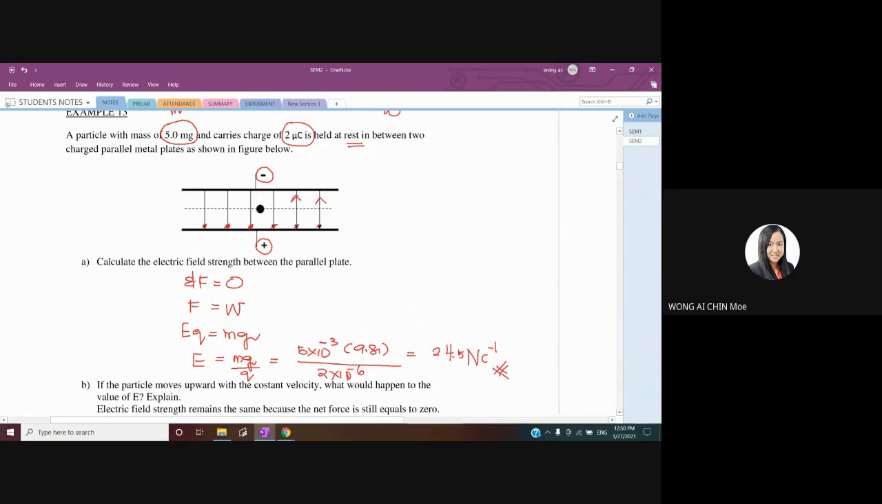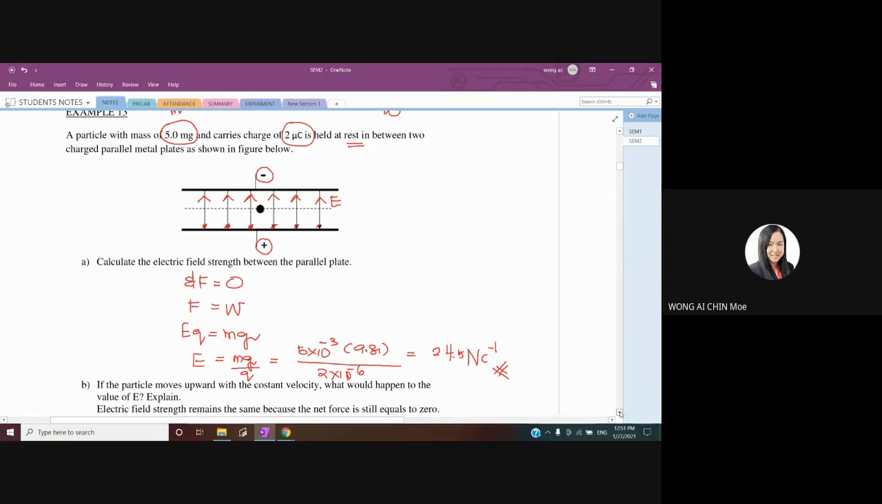So the arrow should be drawn upward. Please do the correction, because the electric field line is from the positive plate going to the negative plate. Okay, next we go to B.